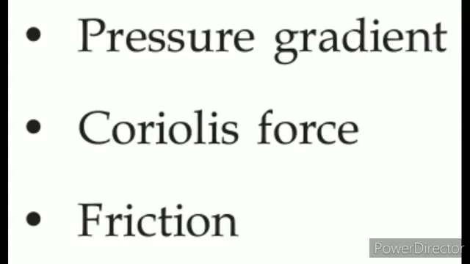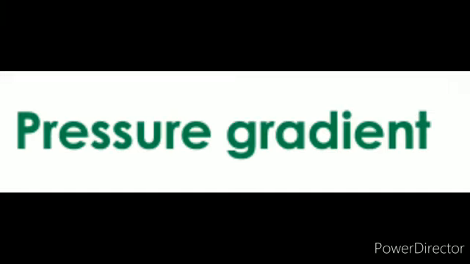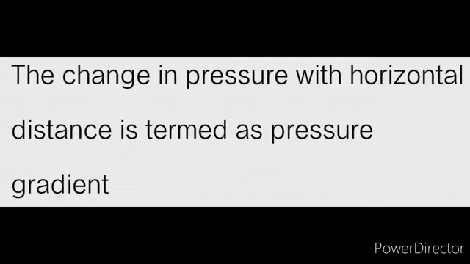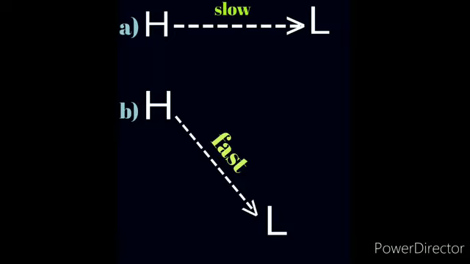There are three factors that influence the speed and direction of wind. They are pressure gradient, Coriolis force, and friction. Watch the screen again. The change in pressure with horizontal distance is termed as pressure gradient. The pressure gradient is said to be steeper when the pressure difference is more.